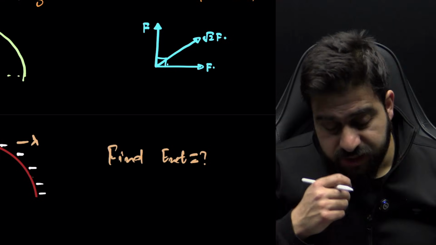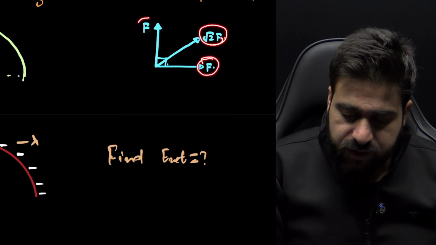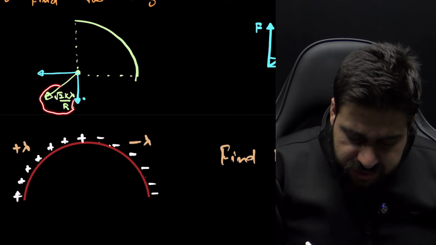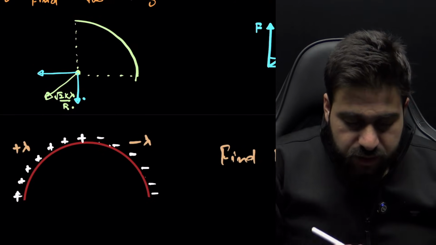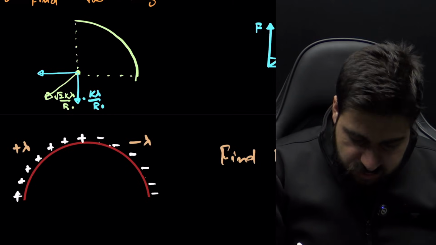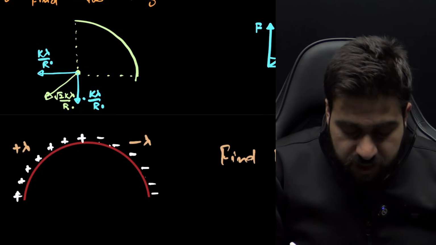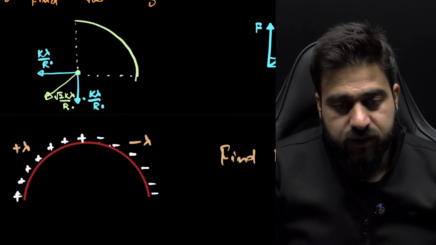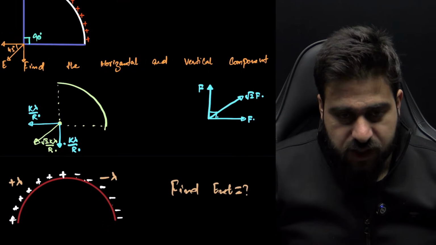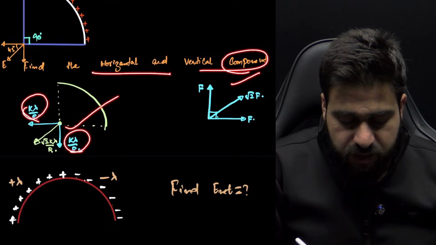Now you can understand it like this also. If the resultant is root 2F, its horizontal component is F, vertical component is F. Similarly, if the resultant is root 2 K lambda by R, don't you think the horizontal component will be K lambda by R? This is vertical. Horizontal will also be K lambda by R. So then only we say net is root 2 K lambda by R. So this is the answer to the question. Horizontal and vertical components of the electric field are K lambda by R, K lambda by R.